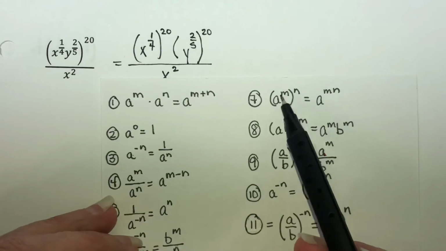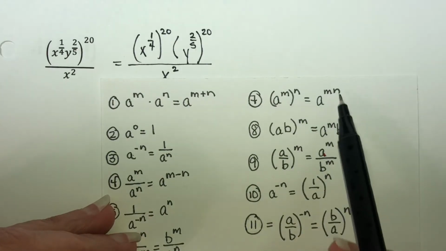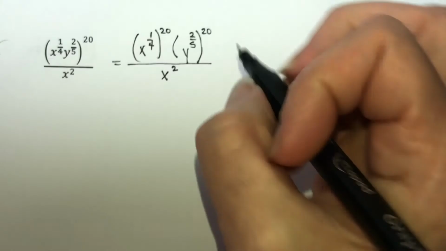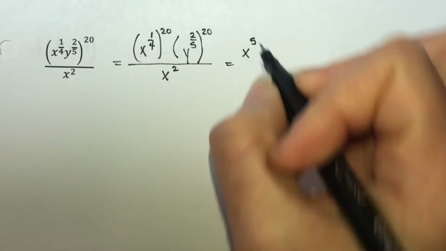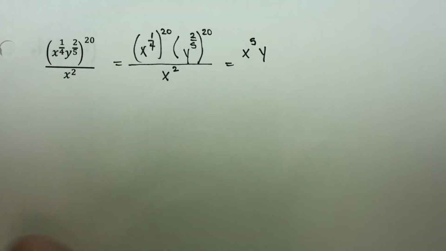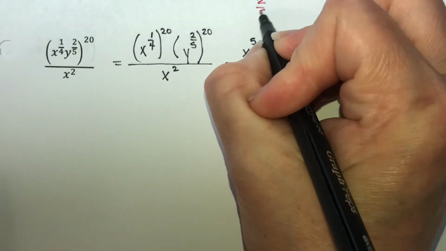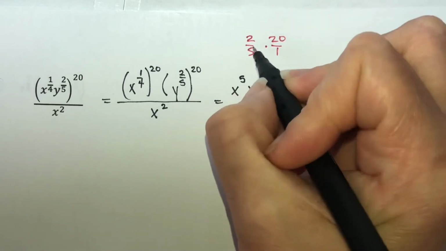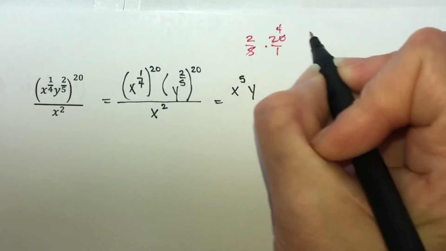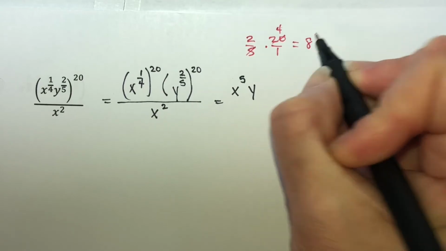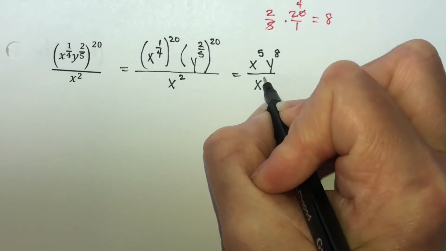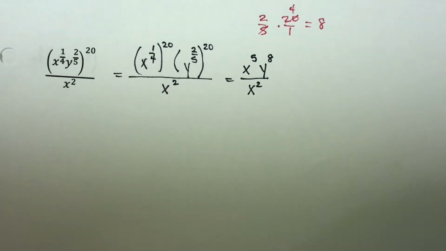Now what we have is exponents raised to exponents, which we can multiply together. Okay, now 20 times 1/4, what is 1/4 of 20? 5. So this is x to the 5th, y to the 2/5 times 20 over 1. The 5 and the 20 reduce to a 4. 2 times 4 is going to be 8. So that's y to the 8th over x squared. So the top is completely simplified now.